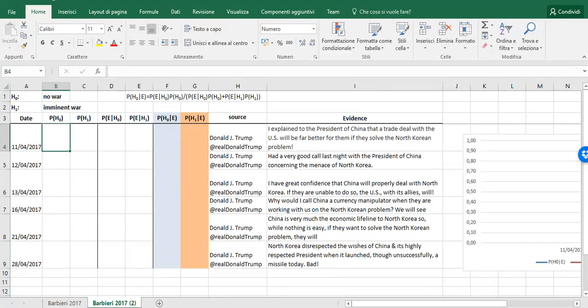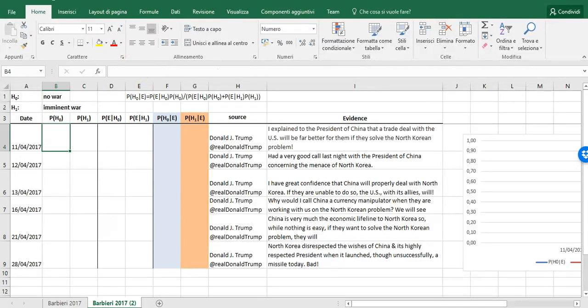Microsoft Excel can be effectively used to evaluate the probability of a major threat like a war using the rule of Bayes. In this case, as an example, we evaluate the probability of a war between the United States and North Korea. And as evidence, we will use some tweets by President Donald Trump. Okay, this is the rule of Bayes, which I have input here and then dragged it down all the way.